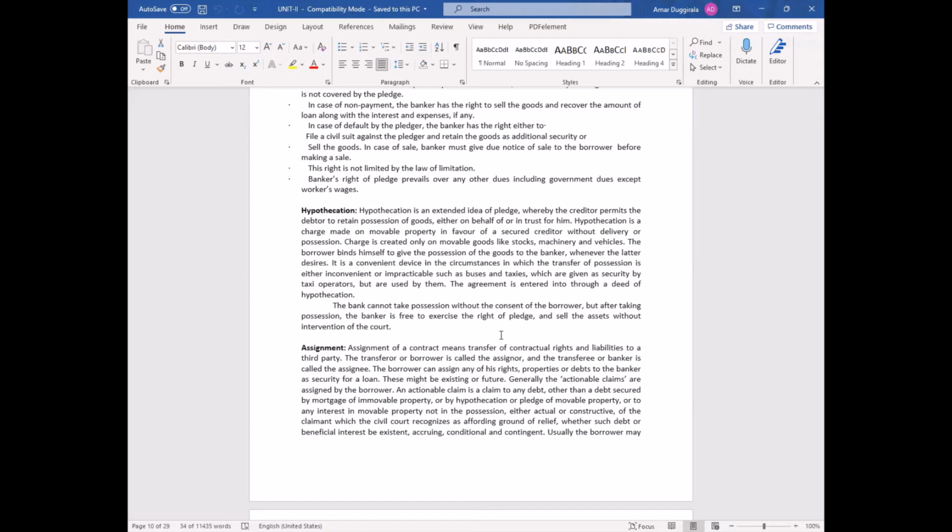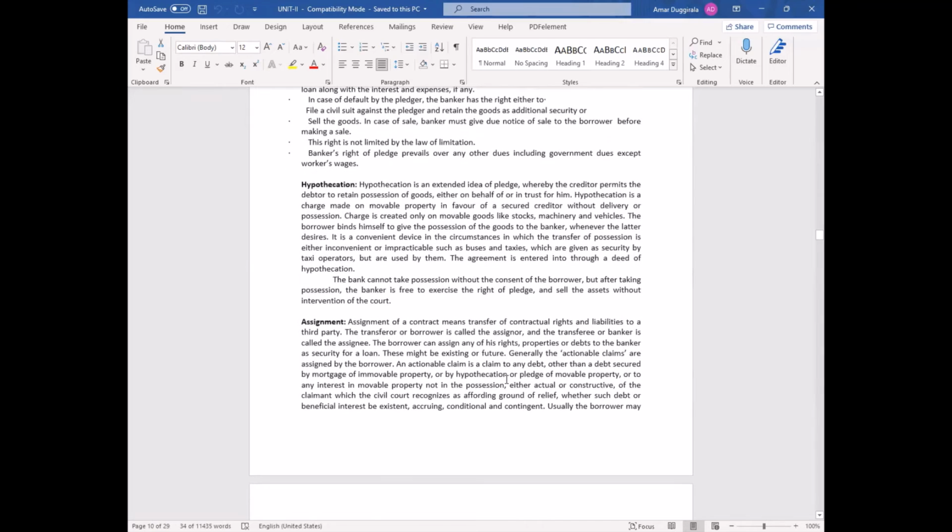So they have to initiate a legal process to forfeit the house, forfeit the vehicle which has been kept in security for non-payment of the debt. And once they have taken the possession legally, then they can sell the property off and get the payment for the debt. So that is what hypothecation is.